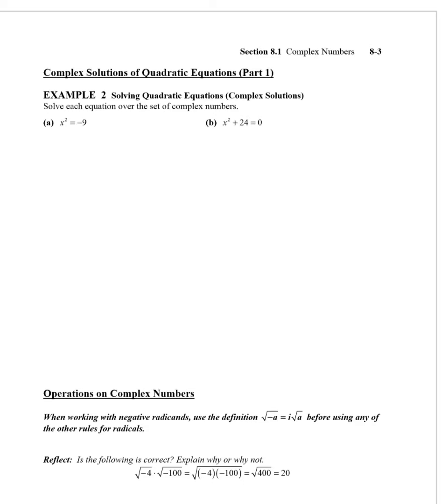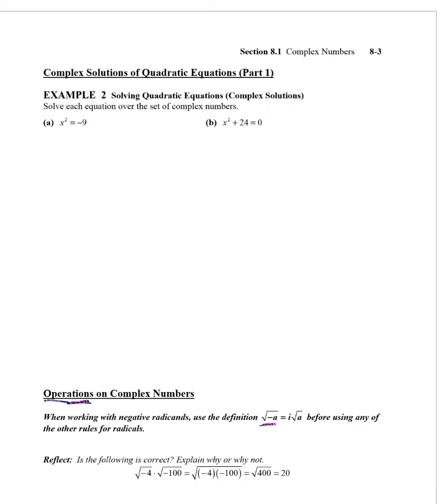At the bottom of page 8-3, it says operations on complex numbers. Whenever you're working with taking out a negative from the radical, you want to make sure you do that before you do any other operations.